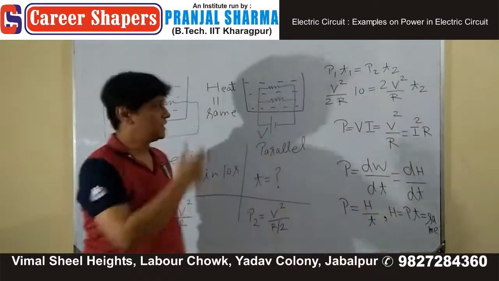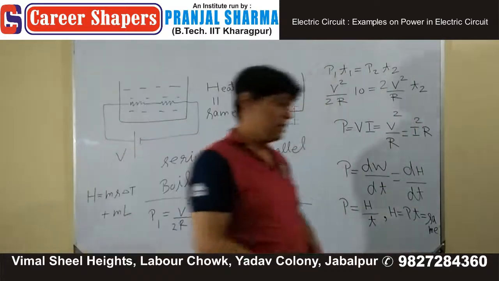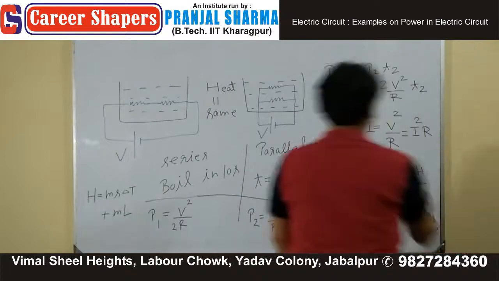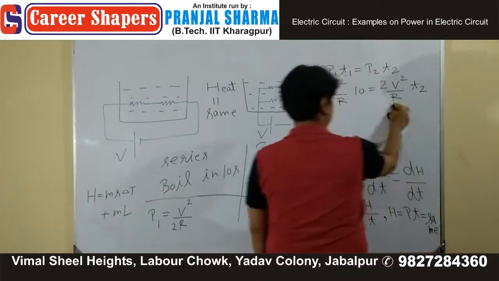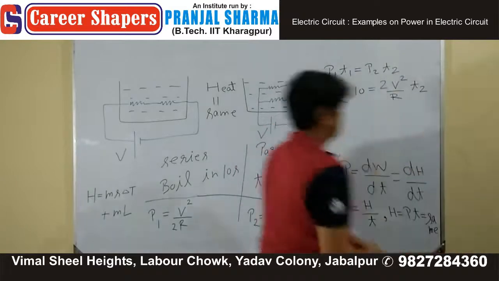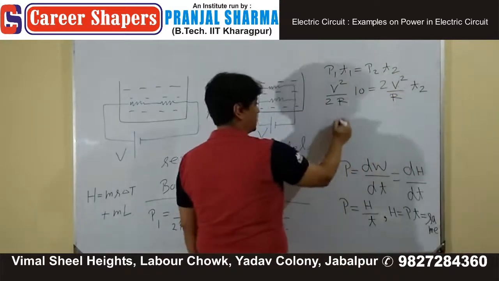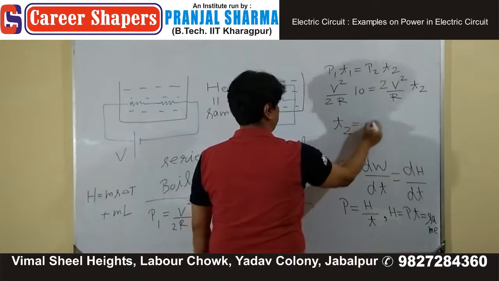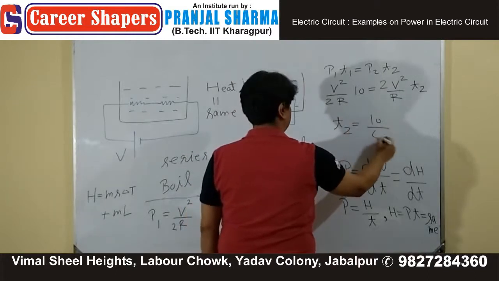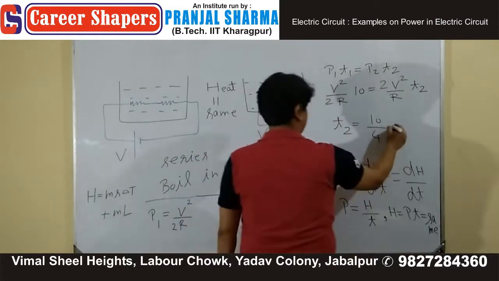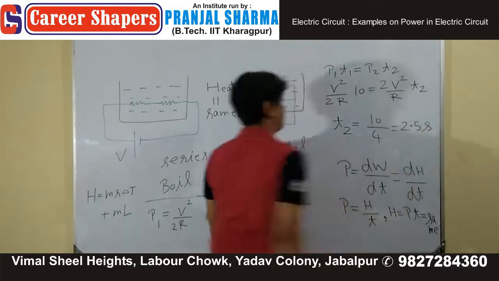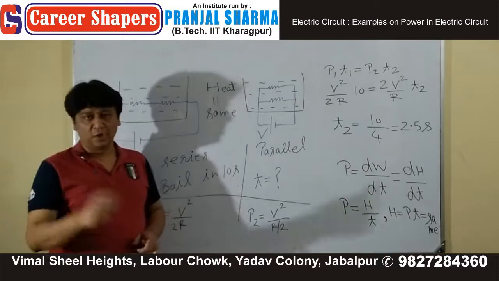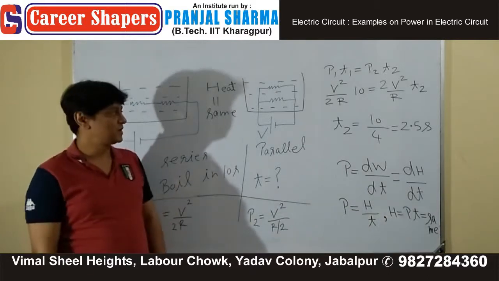We are interested in T2. Now since we are interested in T2, V square R cancelled. T2 is coming 10 by 4, or 2.5 seconds. And only one person could answer 2.5 seconds.